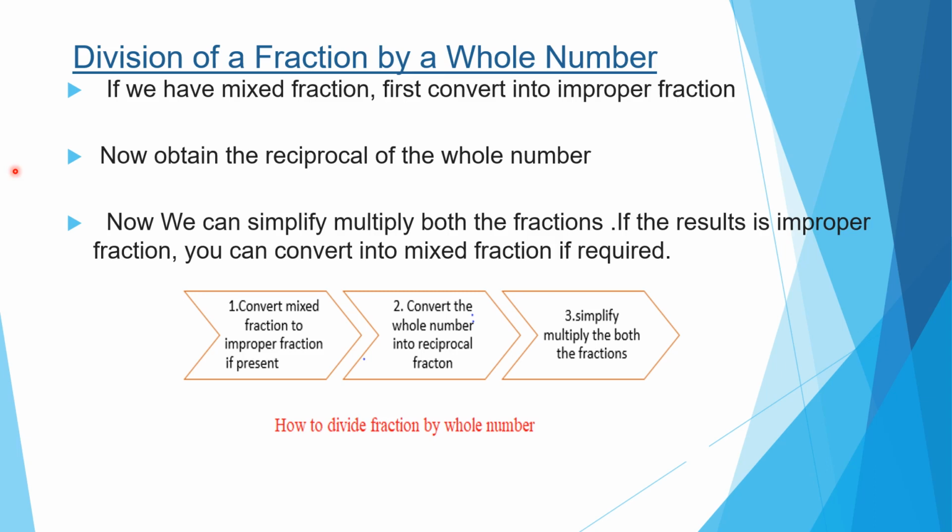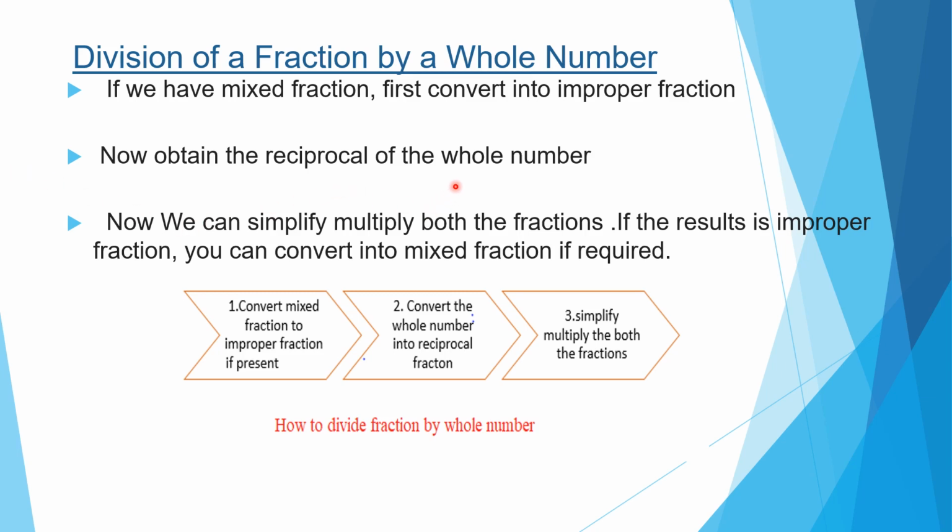Division of a fraction by a whole number. That means here the divisor is a whole number. So it's just the opposite of the previous. Previously what we had done was division of a whole number by a fraction. Here it is division of a fraction by a whole number. Here also, if we have a mixed fraction, first we convert that into an improper fraction. Then we find the reciprocal of the whole number, not the fraction.